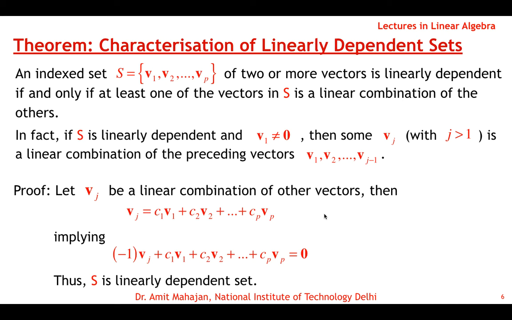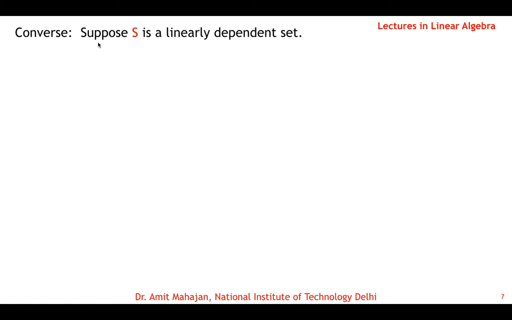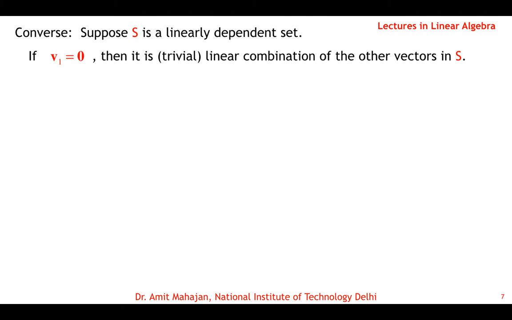Now for the other side, we let this set S be a linearly dependent set. We'll prove that there is at least one vector which is a linear combination of other vectors, and in fact it's a linear combination of the preceding vectors. So let us suppose that S is a linearly dependent set. If the first vector is 0, that is v1 is 0, then it is a trivial linear combination of the other vectors in S.